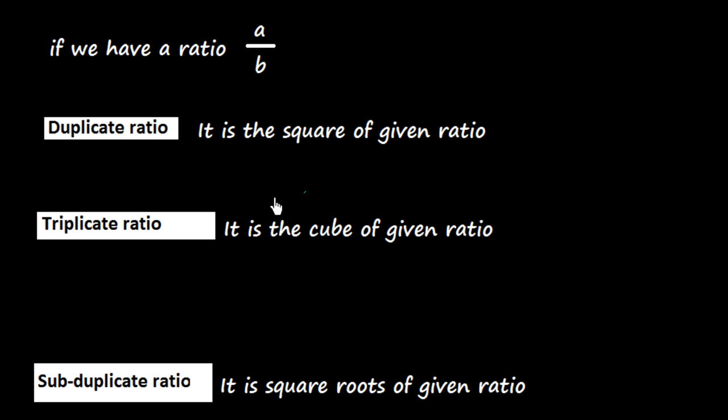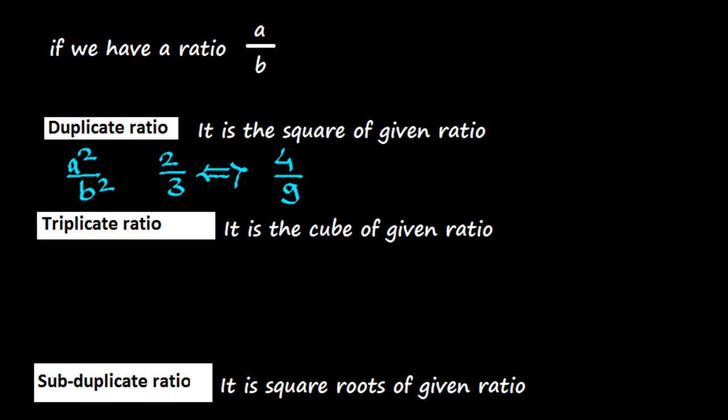So the duplicate ratio would be A square over B square. If we have a ratio like 2 over 3, and we have to find out the duplicate ratio, it would be 4 over 9. The square of 2 is 4 and the square of 3 is 9. So it implies that it would be the duplicate ratio.